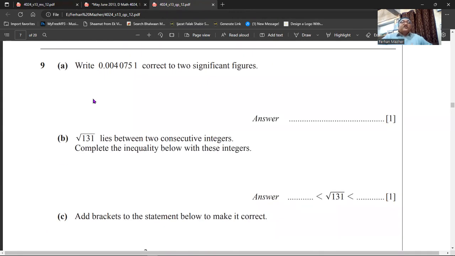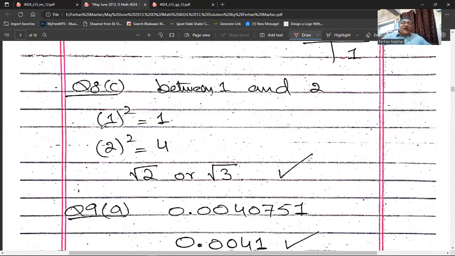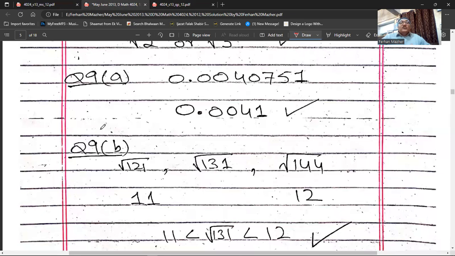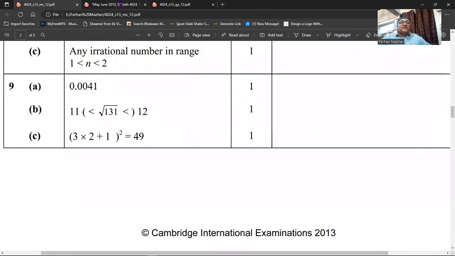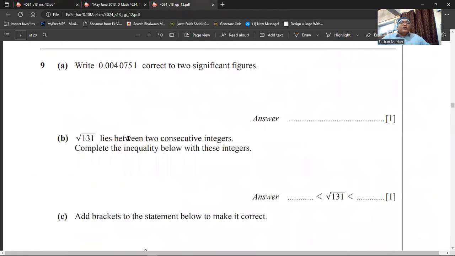Question number 9, A part. He says, write 0.004071 correct to 2 significant figures. The zeros which are at the start of a number are not significant. So the first significant figure will be 4, and then this 0, which is between the 2 non-zero digits. So I want to write the number up till here. So this 751 will be dropped because this is 7. That's why this 0 will become 1. So I will write 0.0041. 0.0041 is the right answer. This is the solution. I hope you understand.